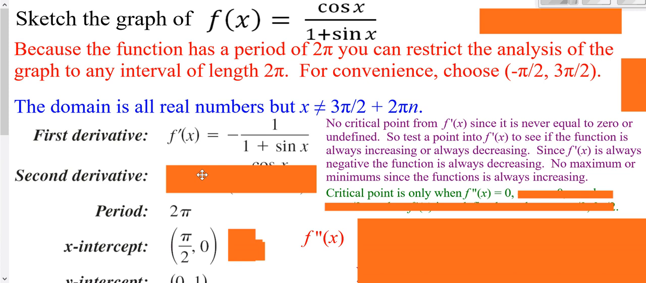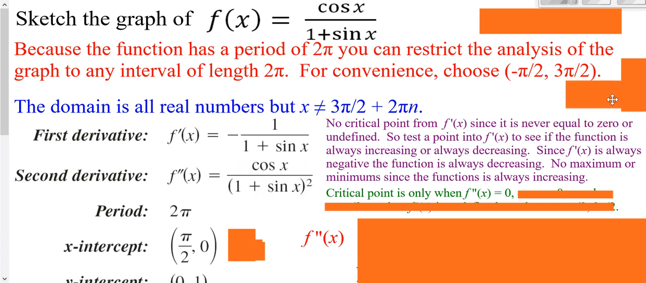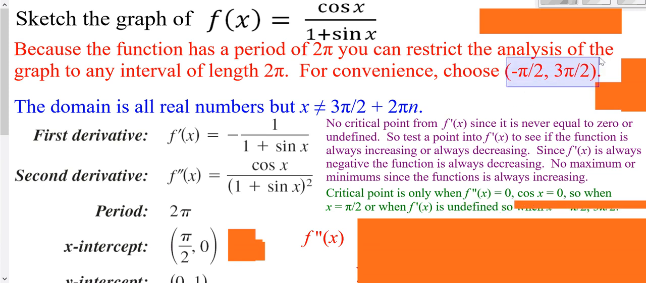Then we also have our second derivative. Well, you can do your quotient rule again, and you get this. So you get critical points from the top being 0. Well, when is cosine equal to 0? Well, cosine's equal to 0 at the top of the unit circle, pi over 2, and bottom of the unit circle, 3 pi over 2. Now, pi over 2 is part of our domain. 3 pi over 2 is at the endpoint of our domain. So our critical points are basically going to be pi over 2 from it being equal to 0, and then where is it undefined? That's really the endpoints of our domain.